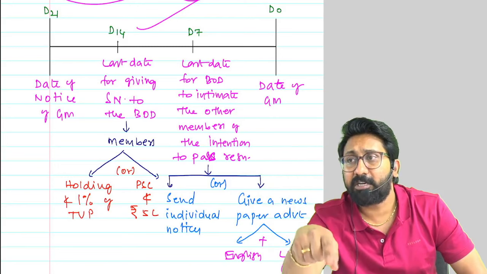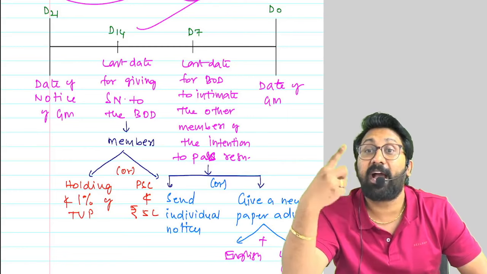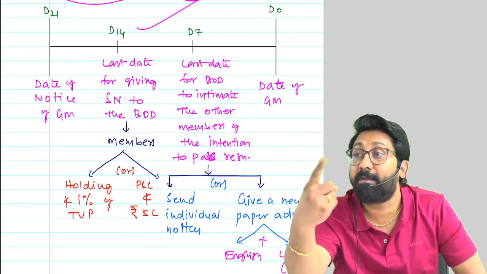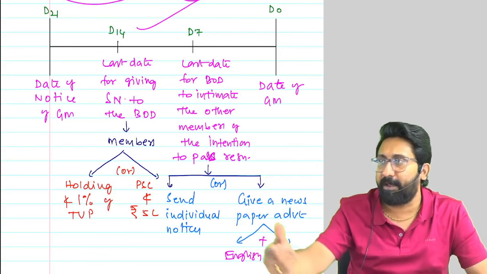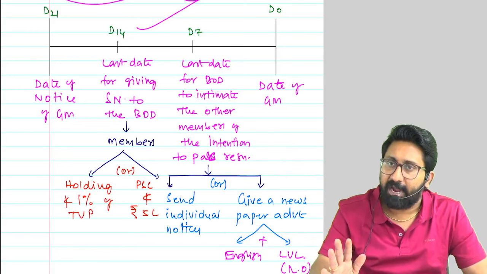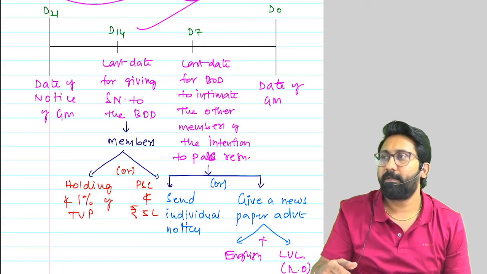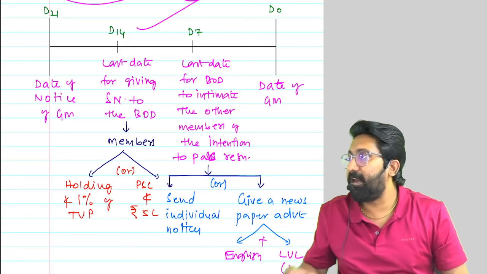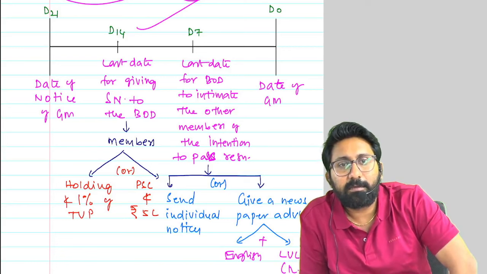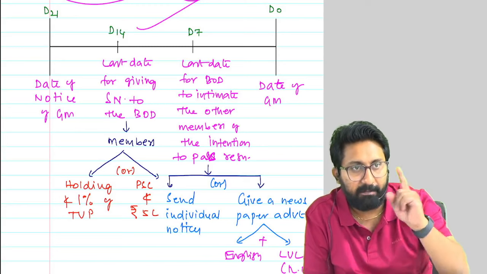14. Then what is the duty of the board of directors? To circulate the special notice to the other members of the company, either by way of individual notices or by way of a newspaper advertisement. One in English, another one in the local language where the registered office of the company is situated. I want to ask you one question. Can one member give a special notice? Yes, provided you hold 1% capital or 5 lakh.